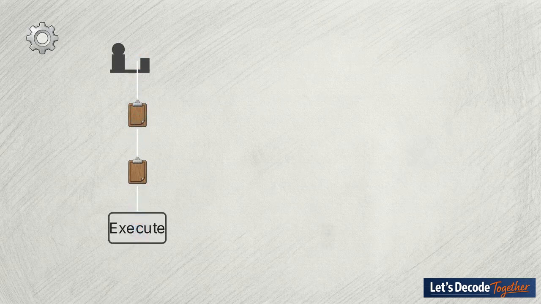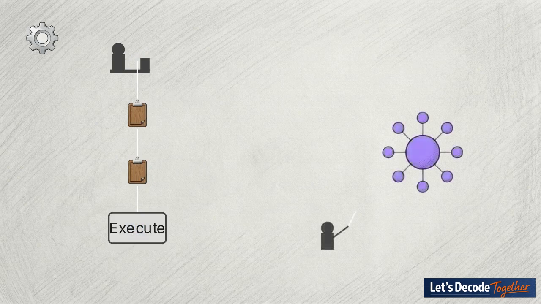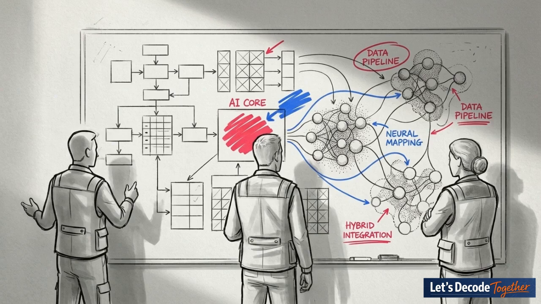The second path is AI native development. Here, developers orchestrate probabilistic behavior, utilizing models that learn patterns from massive datasets rather than following hard-coded instructions. Choosing between these two approaches has become the central challenge for modern software architects.